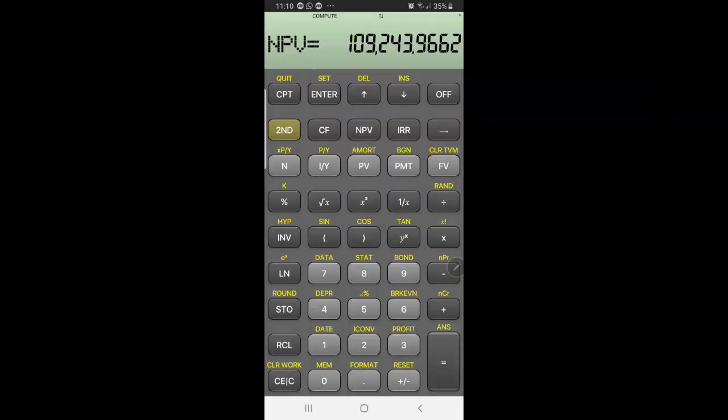Okay, so we have calculated the NPV for project B. So I will show you the IRRs. You see beside the NPV button we have the IRR button. So we can simply click IRR and then say compute. It says compute and you see, you get the answer within less than a fraction of a second.